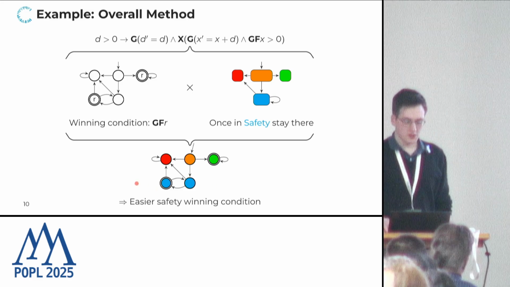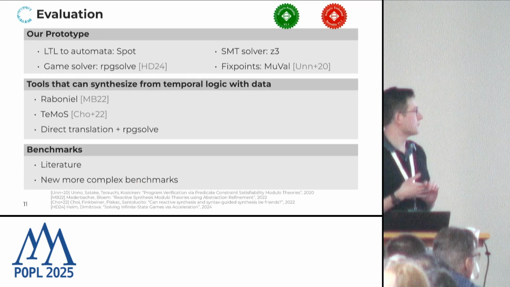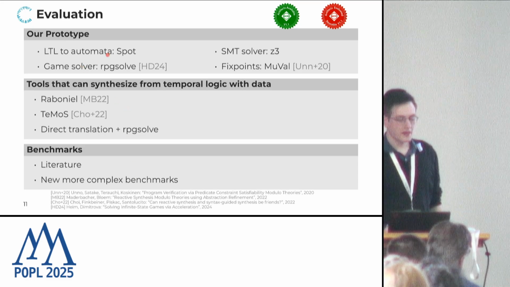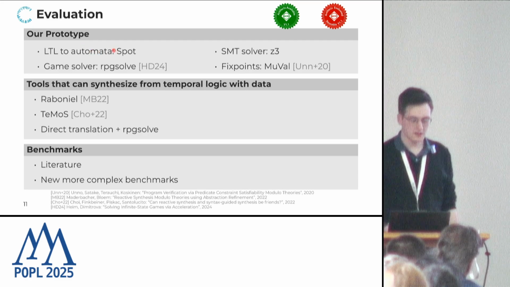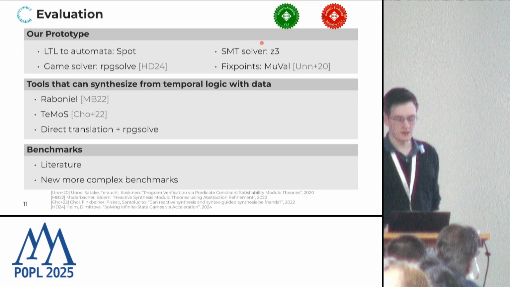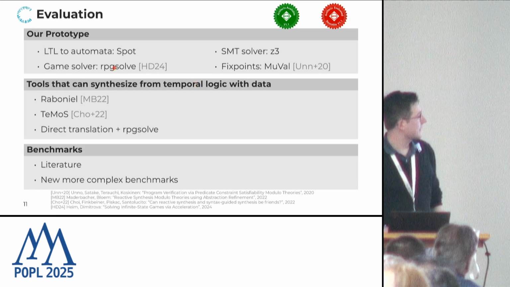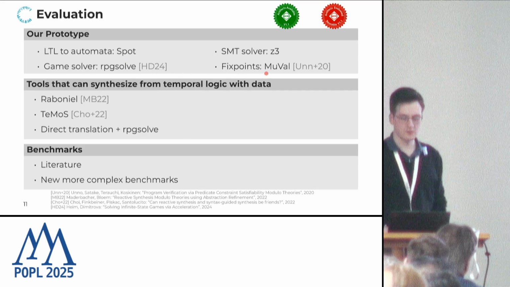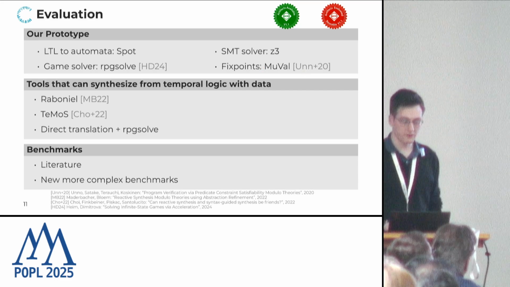Okay, so we also evaluated this, because I claim this made things easier, but we also wanted to check it. So we built a prototype that uses Spot to translate the LTL formulas to automata. For the reasoning, we use Z3 as the SMT solver. As the underlying game solver, we use the game solver that we created for last year's POPL. And for these fixed points, we use MuVal, which is a tool for solving fixed point equations.